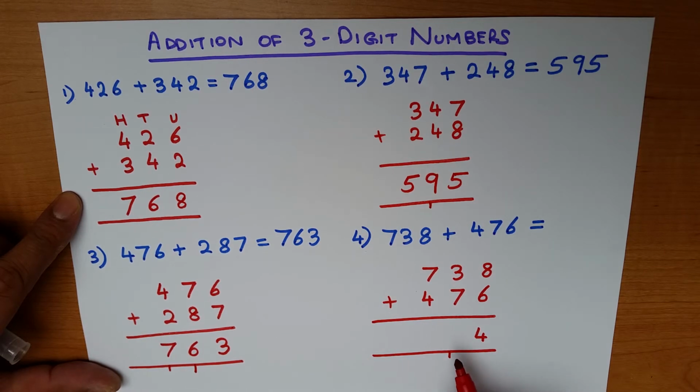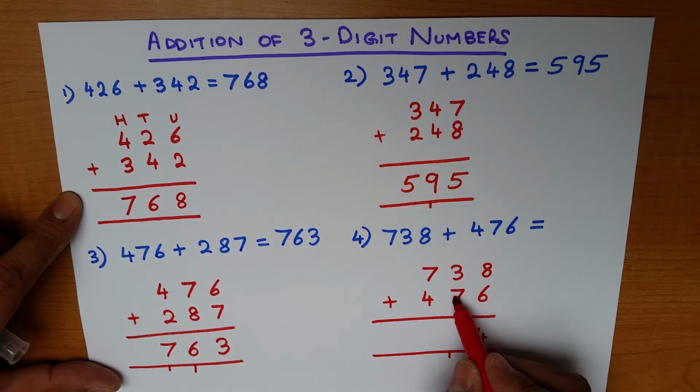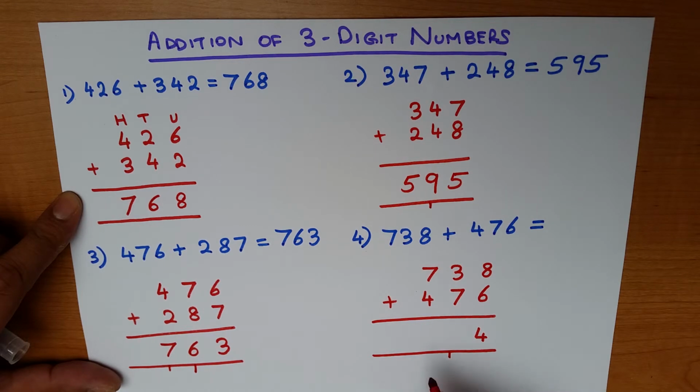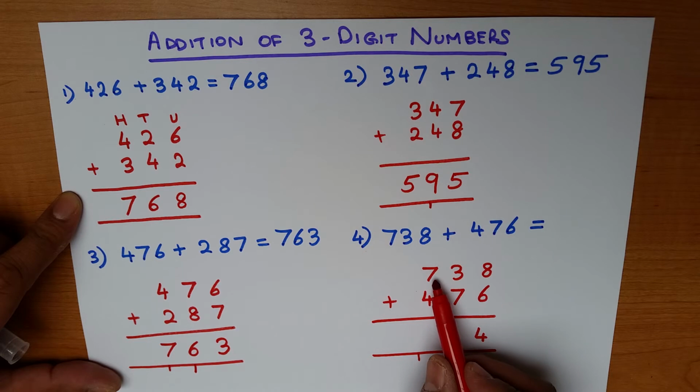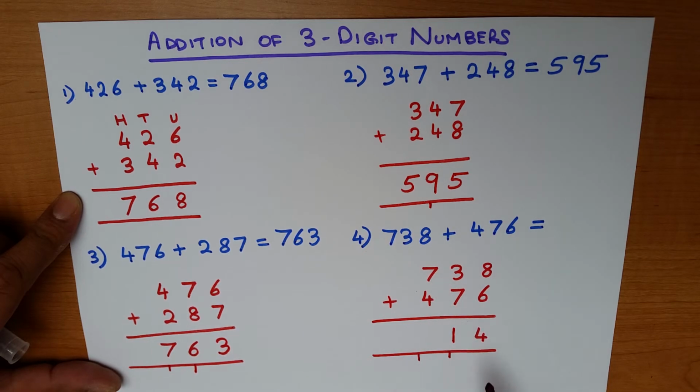Now we add the tens column. What is 3 plus 7 plus 1? Well, 3 and 7 is 10. Plus the 1 is 11. Note how we write this down. And lastly, we add the hundreds column. 7 plus 4 plus 1. 7 plus 4 is 11. Plus the 1 is 12.